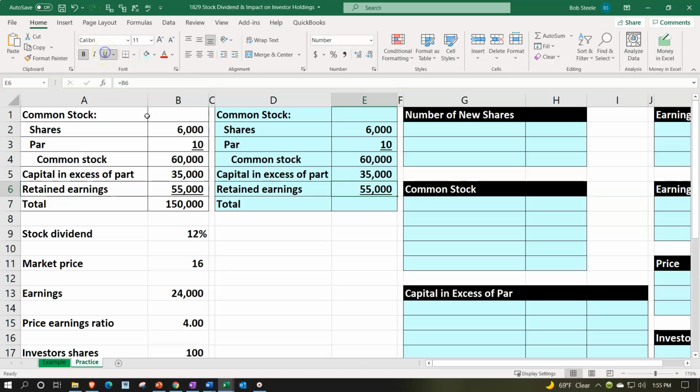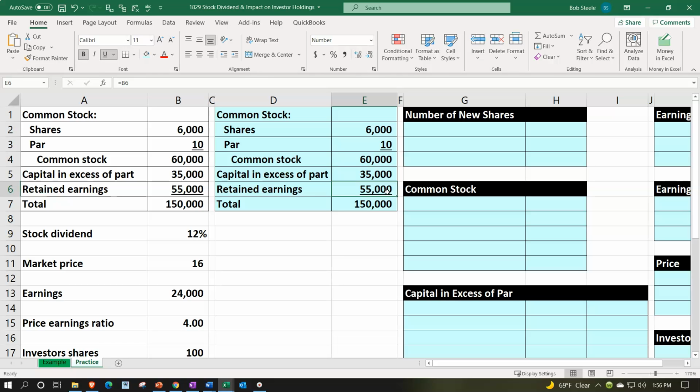So we're going to underline that, putting a line underneath it. We'll sum this up, equals the SUM of the 60, the 35, and the 55. That's going to give us the 150. Now we're going to change these as we go. Just to recap, what we imagine to happen is that the retained earnings is going to go down. It's going to go down because we're giving value just like a normal dividend, but this is a stock dividend.